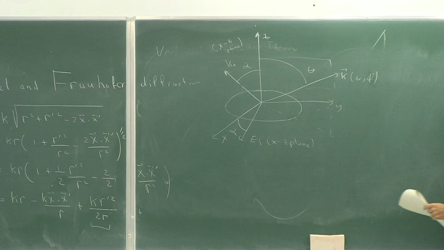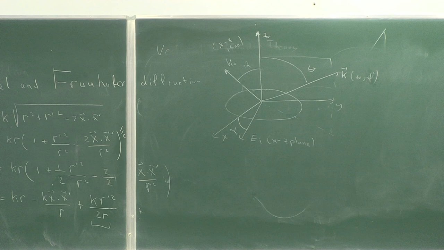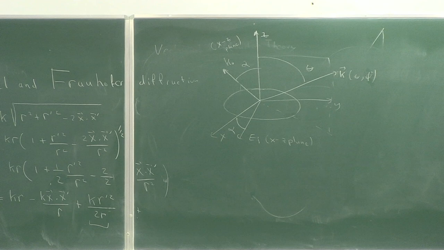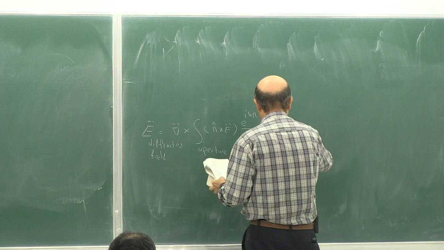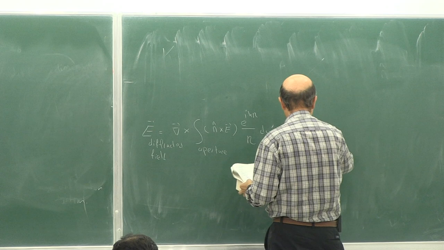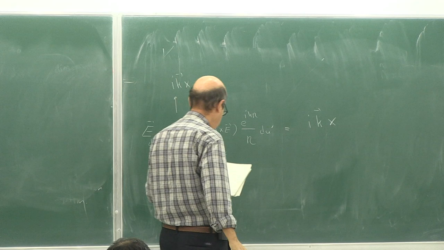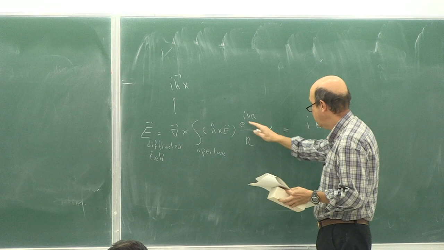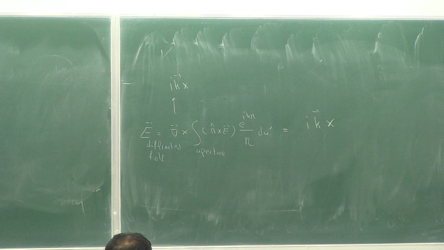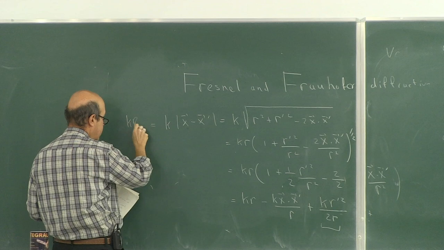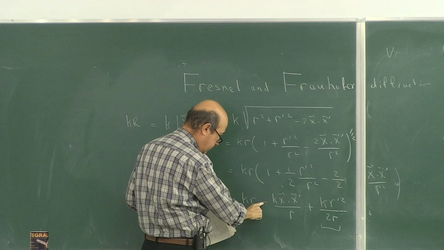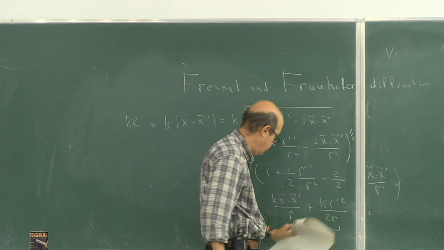So first thing, we have to take this integral. This is equal to, instead of the curl operator, I can write i k cross. And how about the e to the ikr over r? Kr is k times the magnitude of x minus x prime, and that is equal to kr minus this term. For the Fraunhofer diffraction, the second term is ignored. So the dominant term is that.